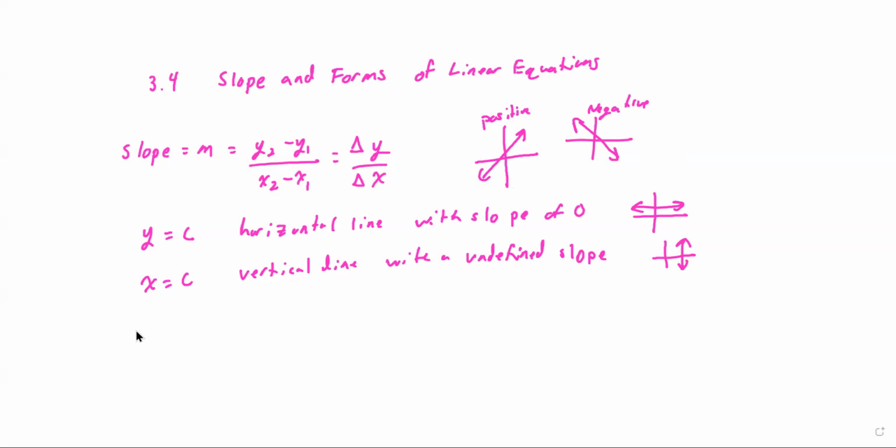We have quite a bit of different forms for our linear equations. We have what we call the slope intercept form, which is going to just be y equals mx plus b. It's called slope intercept form because it tells you what the slope is and what the y-intercept is as 0 comma b.